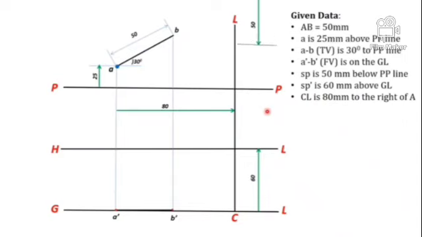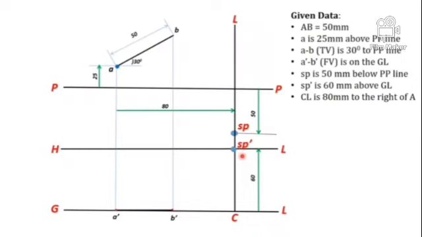Now you can draw the top view of the station point, which is 50 mm in front of PP. So you can draw it 50 mm below the PP line. And of course you have already marked the height of the observer here, that is the horizon line. So the intercept between horizon line and central line will give you the station point's front view.